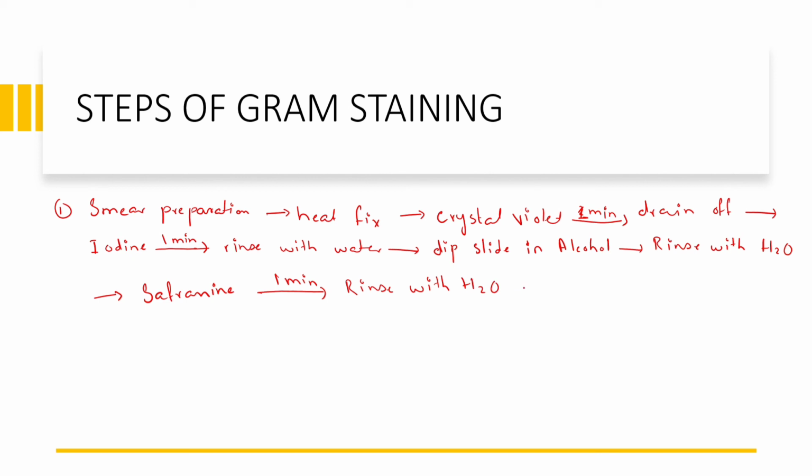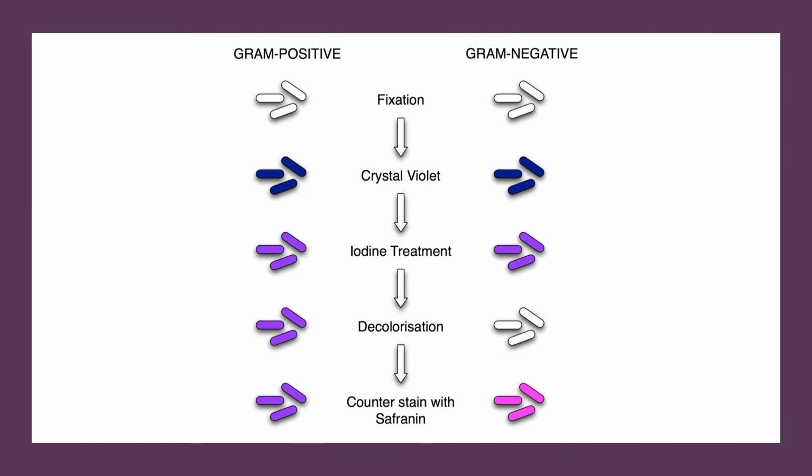The next step is to apply safranin, which is the counter stain, for 1 minute. Then wash off the counter stain safranin with water. Then air dry the slide, and when it's dry, observe it under the oil immersion lens of the microscope by adding 1 or 2 drops of immersion oil.